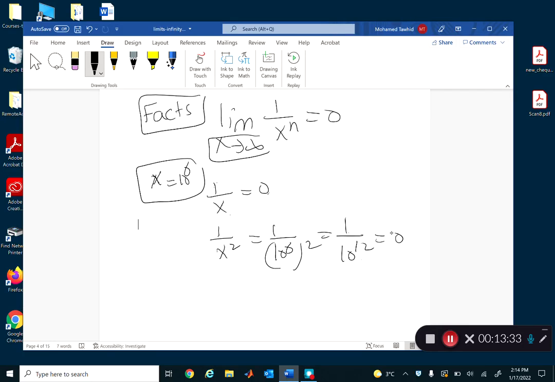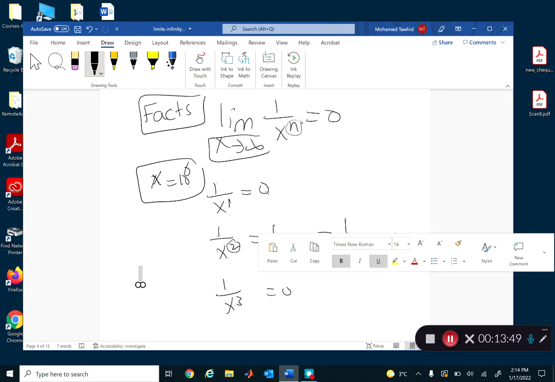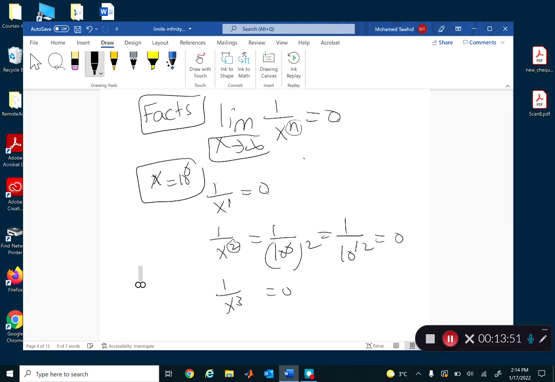So here, with x to the power 1, you get almost 0. When you have x to the power 2, you get 0. Likewise, if you have x to the power 3, you also get 0 when x equals, say, 1 million. So 1 over x to the power n, for positive x, what did you get? You get 0. That is a fact, and I'm going to use it. 1 over x to the power n, you get 0. I call it fact number 1.